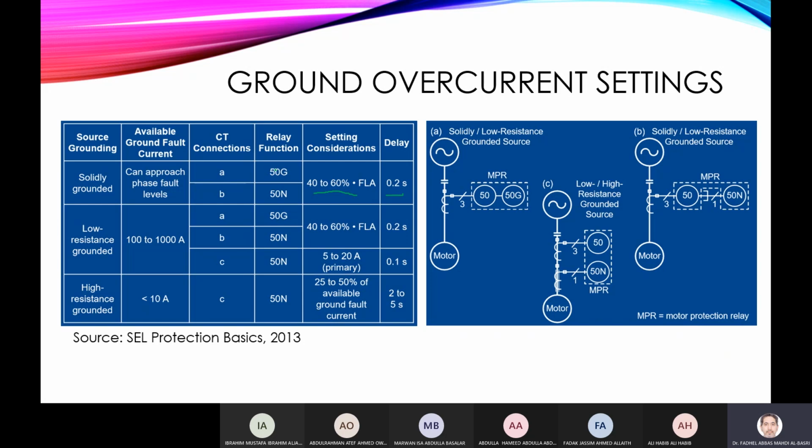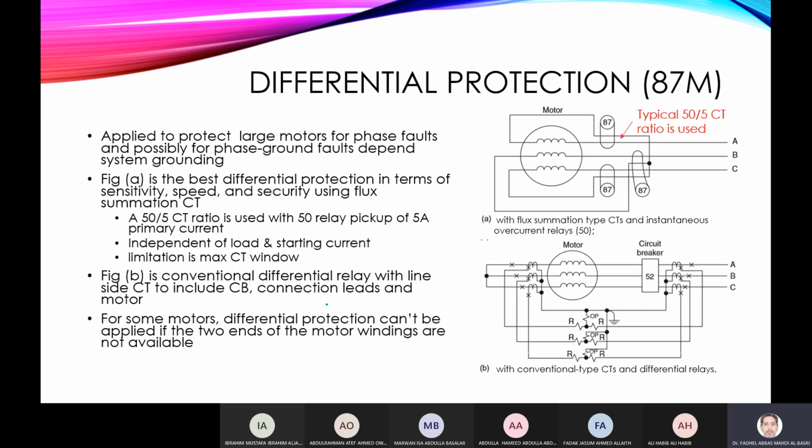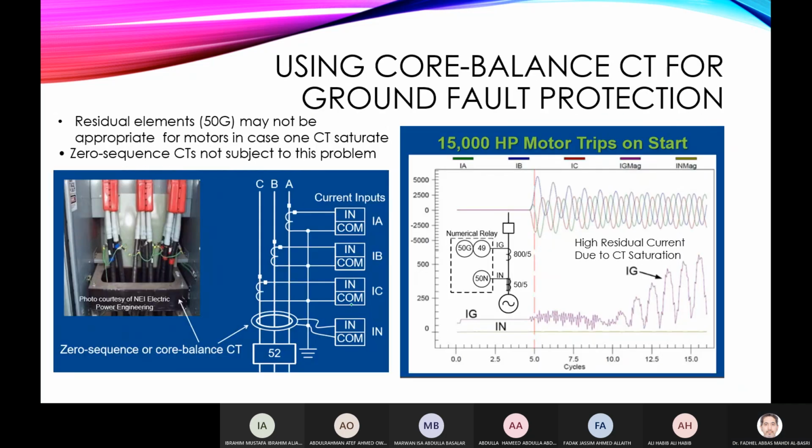And so what's the difference between 50G and 50N? Now 50G, when you connect the three CTs of the phase CTs to each channel, and then you take the summation. Let me check if I have a slide here that shows.